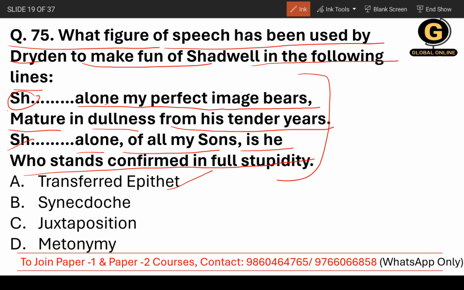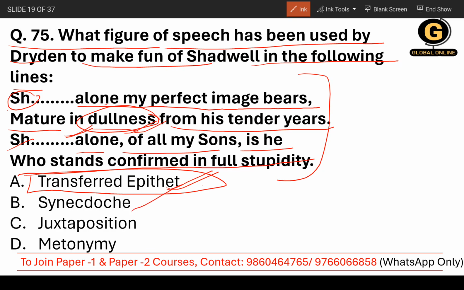Transferred epithet basically stands for when you need to add an adjective, but you are adding it to some other word like a noun. It is when an adjective usually describing one thing is shifted to another thing in a sentence. So you can see here that dullness is not a mere word. It's basically standing for Shadwell. Instead of using Shadwell, the writer has used dullness here. So you can see the transferred epithet. So this can be the correct answer, but let's cover the other options.